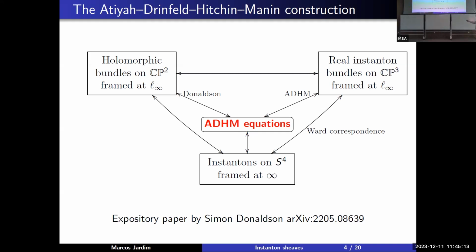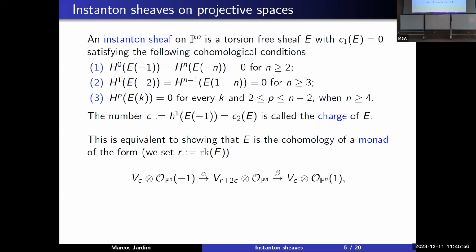This correspondence here is by another student of Donaldson, a guy named Hu, also in the 80s. This arrow here is just restriction. You get the bundle on CP2, and then you restrict to a special hyperplane containing the line at infinity. So this is just restricting the holomorphic bundle. And I have never seen this direction from CP2 to CP3 done without going through the ADHM equations. If you want more, there is a recent expository paper by Simon Donaldson on the arXiv. But the main topic of this talk is these objects, instanton sheaves.